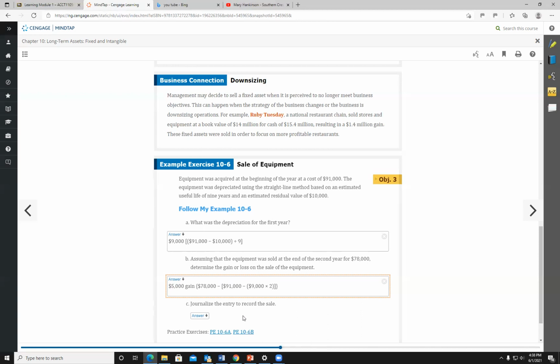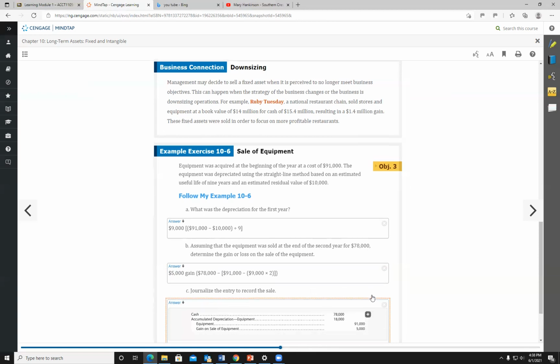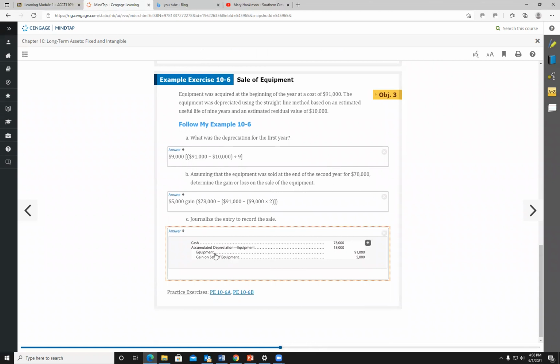So the next question it asks is to journalize the entry to record the sale. So the first thing we're going to do is we sold it for $78,000. So we're going to hit cash for $78,000. We know the accumulated depreciation that we recorded thus far was $18,000. So we're going to hit a debit to accumulated depreciation for $18,000 to zero out our accumulated depreciation account. And we know the value of the equipment was $91,000. So we're going to credit our asset account for the equipment of $91,000, thus zeroing out that account.